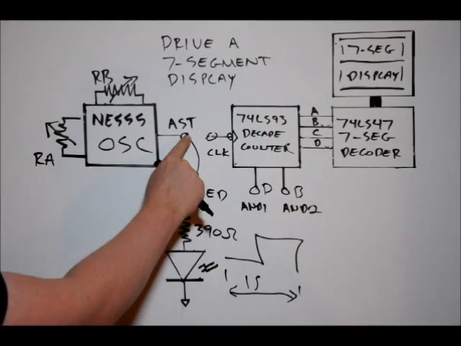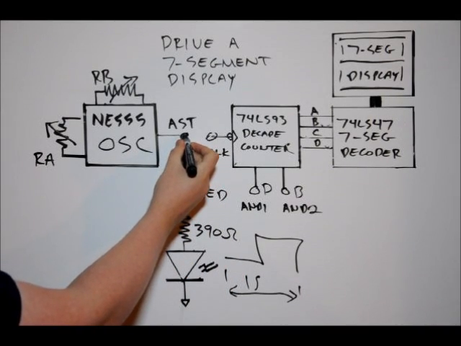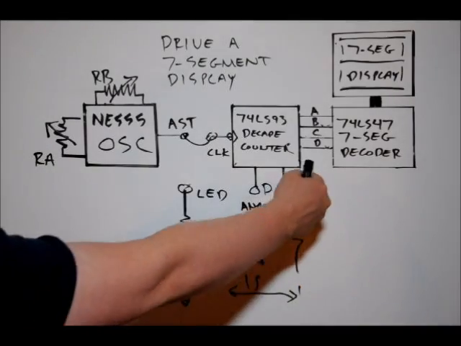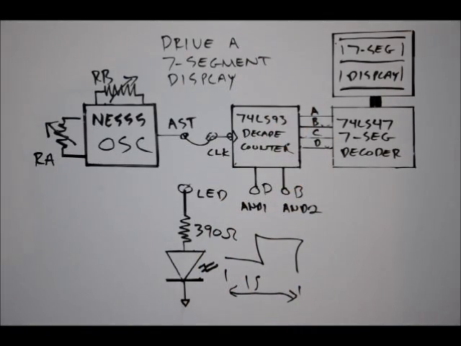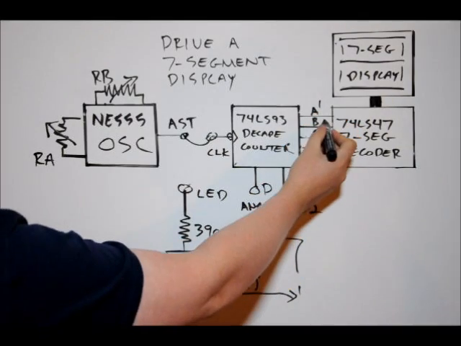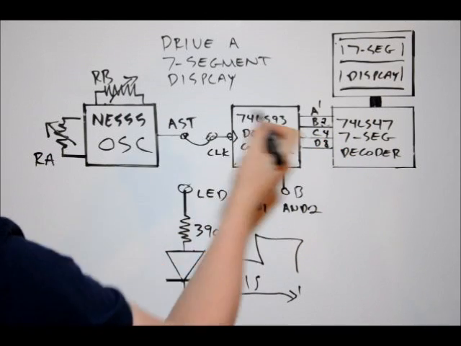Once we've set our frequency, we're going to connect our Astable pin to our 74LS93 decade counter. There are 2 things to note about the decade counter. There are 2 pins labeled AND1 and AND2 on the board. In the data sheet they're actually labeled, I think, R01 and R02. We'll get to those in a second. It has 4 outputs labeled A, B, C, and D. They all have a binary weight: output A has a binary weight of 1, B has a binary weight of 2, C has a binary weight of 4, and D has a binary weight of 8.